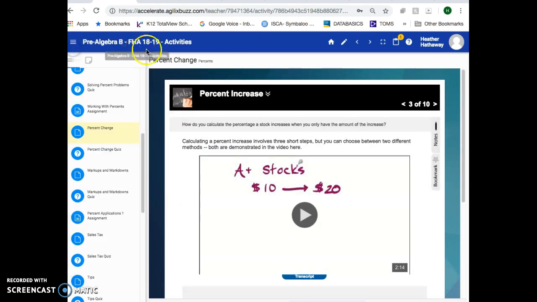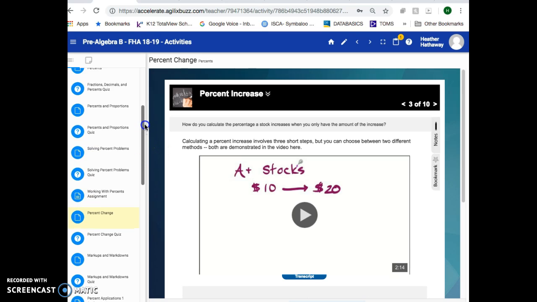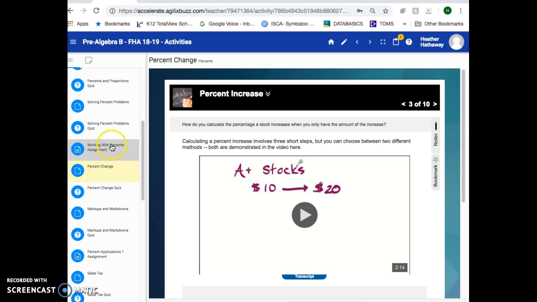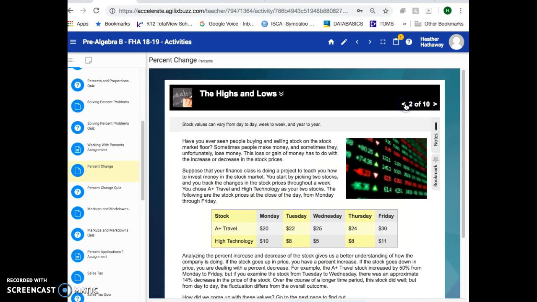So let's just look at the course real quick. So we are still in the first module under percent. You can see if we scroll all the way down here, you should have gone through all this other work. This was the first assignment. Now the next section is percent change. So if we click on percent change, I want you to go through the lessons. And let's start from slide 1 just so you can see what that looks like.